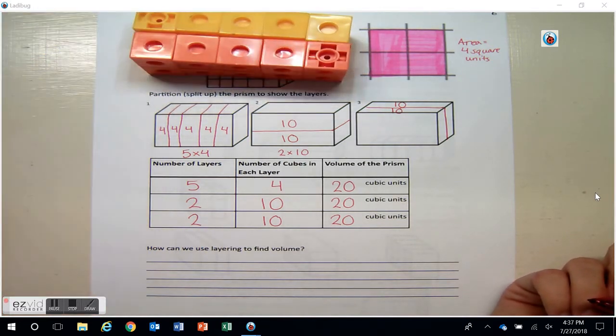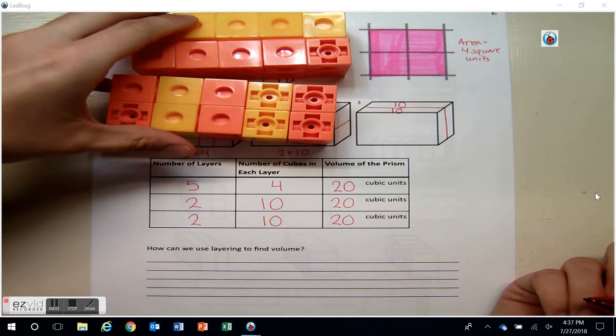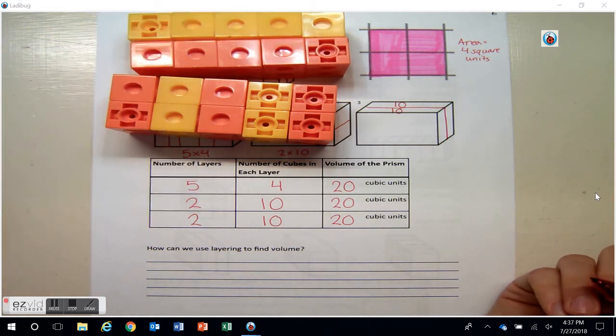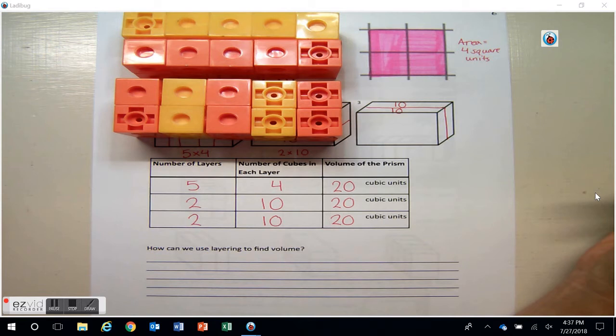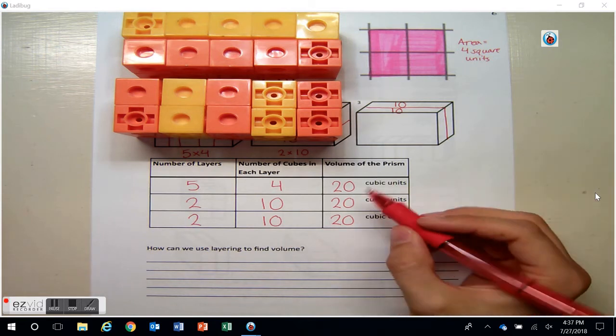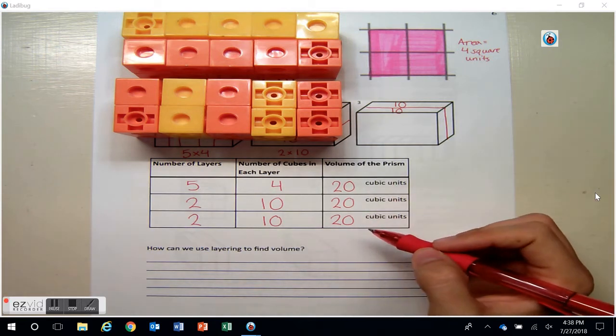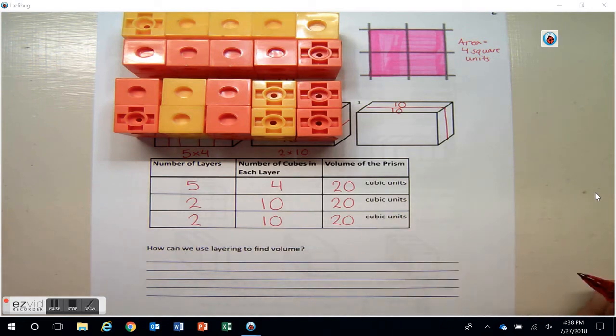Now, if I partition them differently, do these right rectangular prisms have different volumes? Did the volume change at all? No, the volume didn't change. The volume stayed 20 cubic units. I just looked at the layers a little differently.